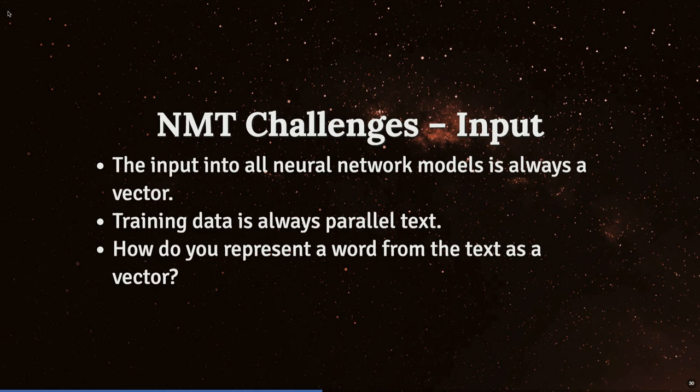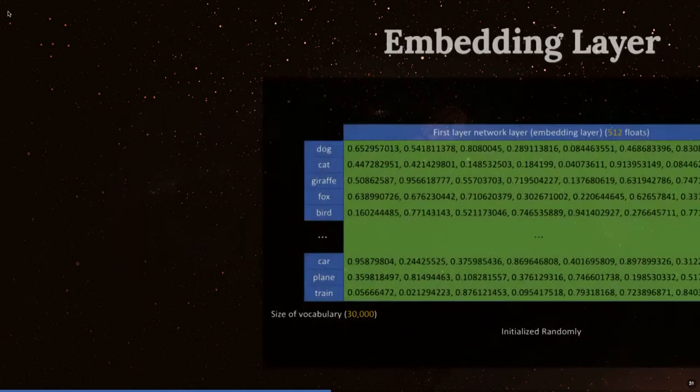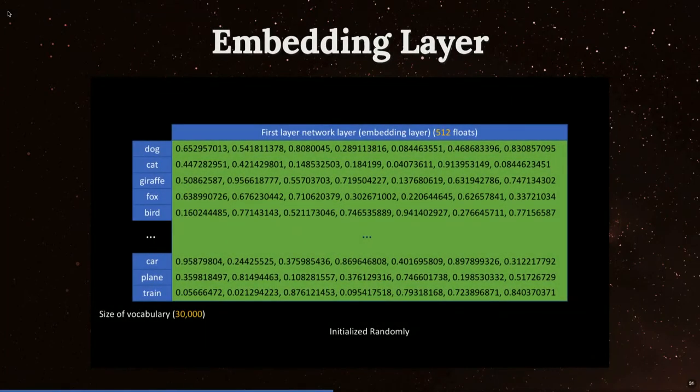So you need a vector that represents a sentence or a vector that represents a word. But that's a little bit strange. So I thought I'd walk through how that works. How you solve this problem is you create something called an embedding layer. And hopefully this makes it a little bit intuitive.